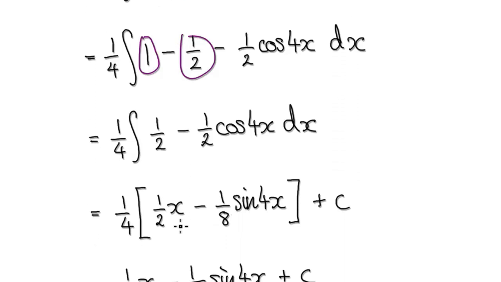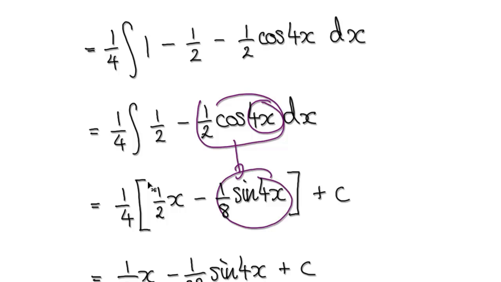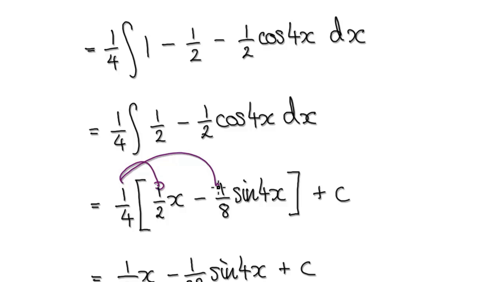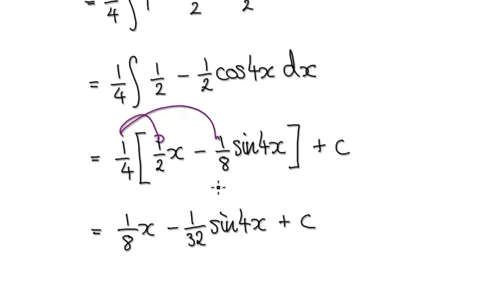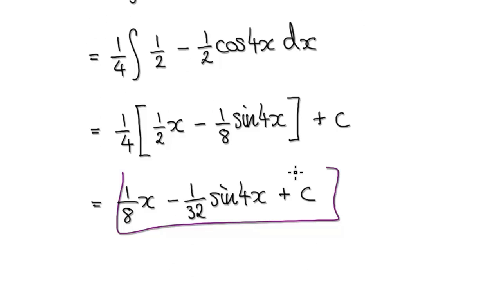So now integrate it. Integrate this, that will then give us this. Integrate this, so this is your angle here. Integrate it, it will then give you this thing here. And now multiply this out, this times this times this. So your final answer would be this thing here.